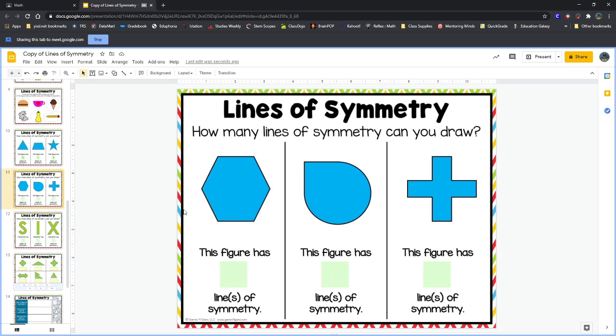Slide number 11 has something similar for us. It's not the same shapes, but they do give us a couple of shapes. And they ask us, how many lines of symmetry do these shapes have? So I want you to try them out. Look at those shapes and see if you can find all the lines of symmetry they have. I'll give you some time to do that, and we'll check them together in just a little. Try to find all the lines of symmetry you can.